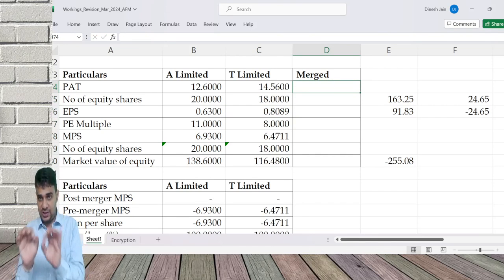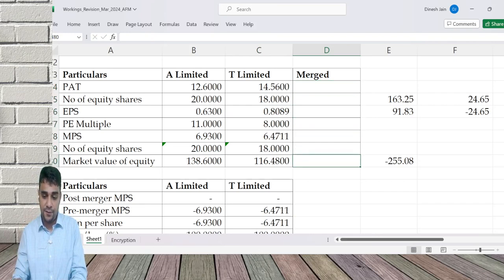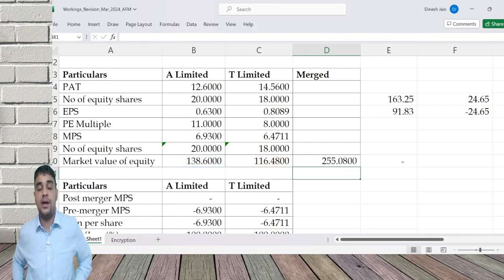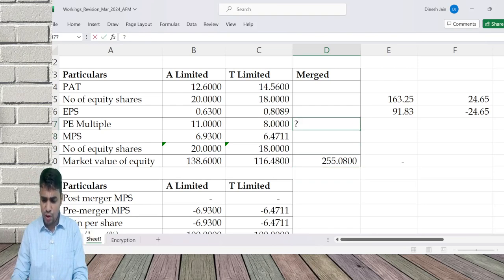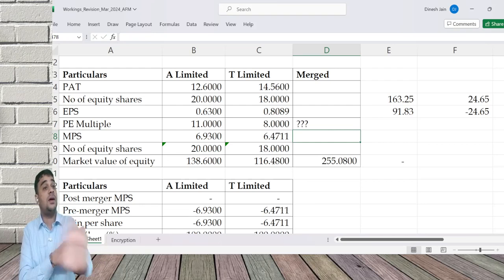A merger is justified if at least the combined entity has this value, 255.08. I don't want anything extra, but I don't want anything less also. Minimum 255 crores I want. If I'm able to get minimum 255 crores, a merger is justified. More than that, merger is very good. Less than that, merger is not possible. Now, they are saying what should be the P multiple so that the merger is justified.